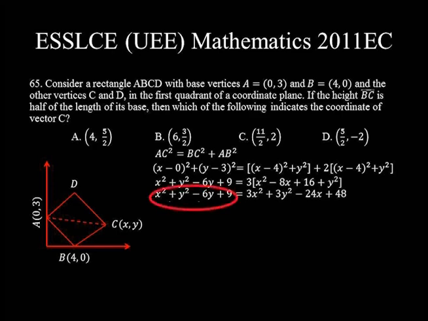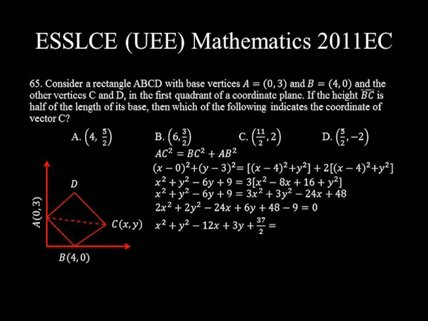Let's bring the left-hand side expression to the right to collect like terms and then solve the problem. That's 3x square minus x square is 2x square, plus 3y square minus y square is 2y square, minus 24x, plus 6y, plus 48 minus 9 is equal to 0. Multiplying both sides by 1 over 2, we find 1 over 2 times 2x squared is x squared, plus 1 over 2 times 2y squared is y squared, minus 1 over 2 times 24x is 12x, plus 1 over 2 times 6y is 3y, plus 48 minus 9 is 37, 37 times 1 over 2 is 37 over 2, which is equal to 0 times 1 over 2 is 0.